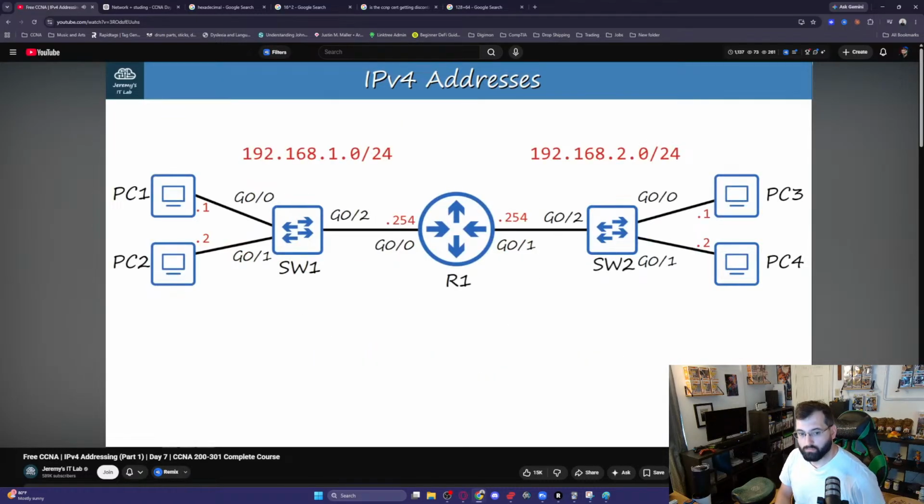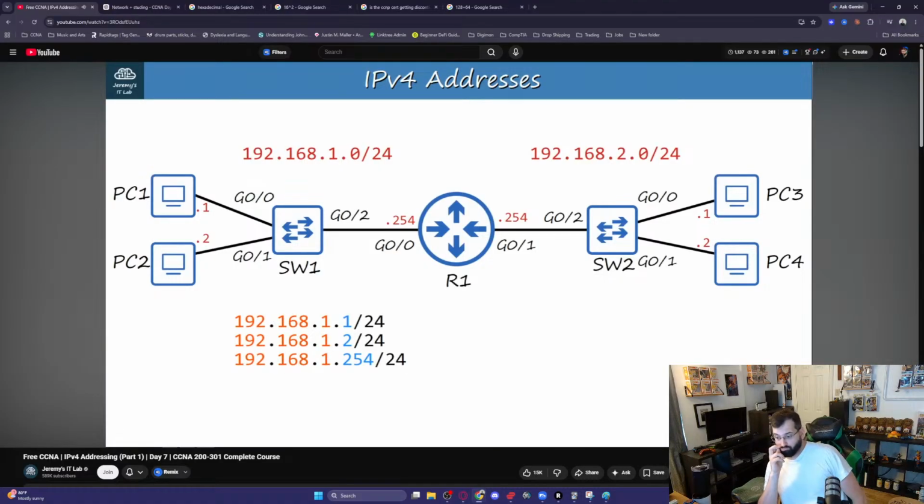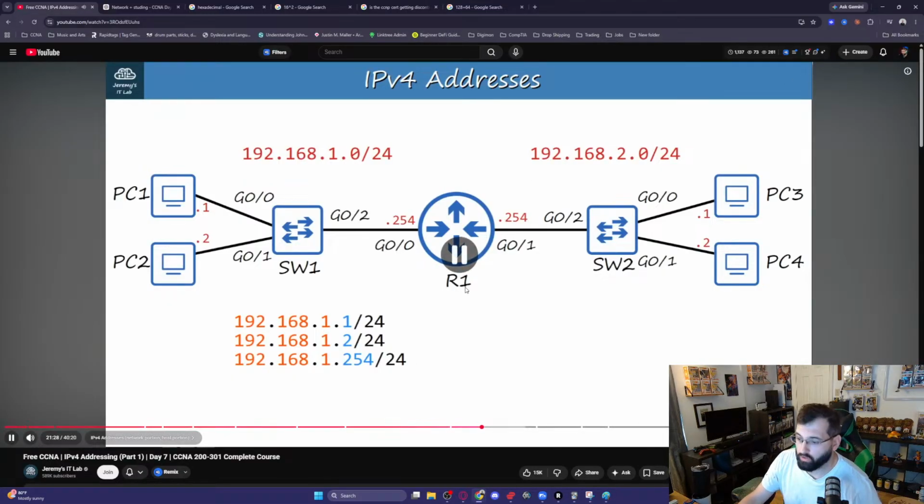Here's a quick look back at our small network. The IP address of PC1, PC2, and R1's G0/0 interface are 192.168.1.1/24, 192.168.1.2/24, and 192.168.1.254/24. So the 24, he explained this really elegantly, is that it's the first 24 bits.